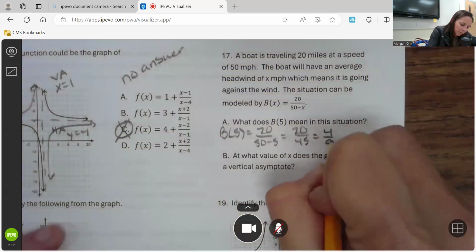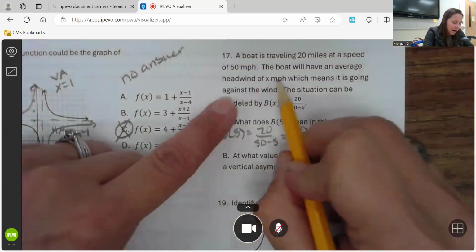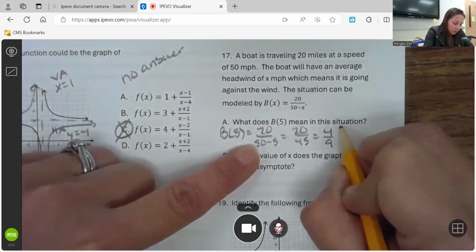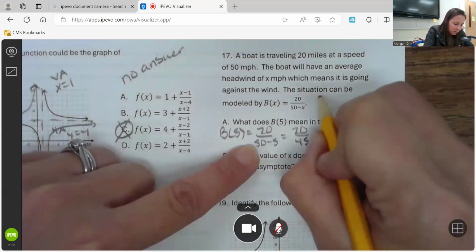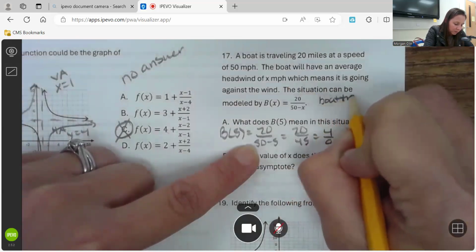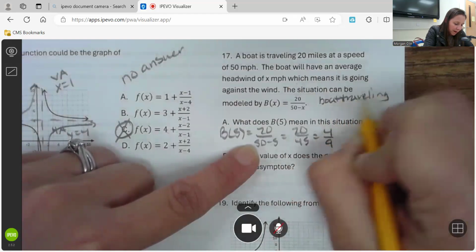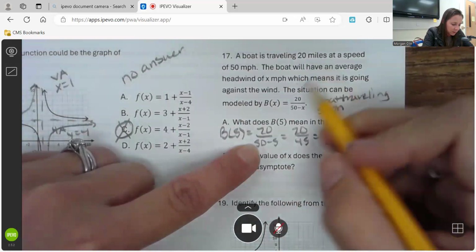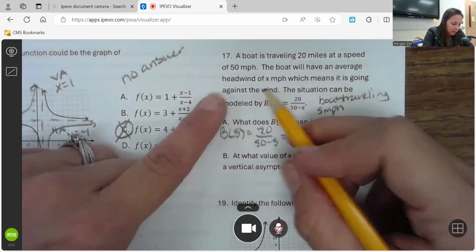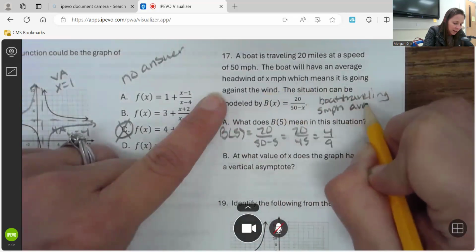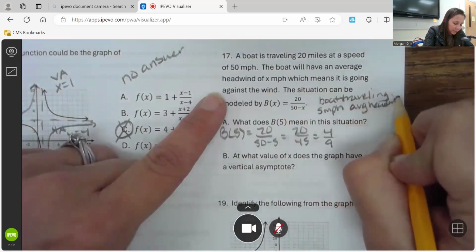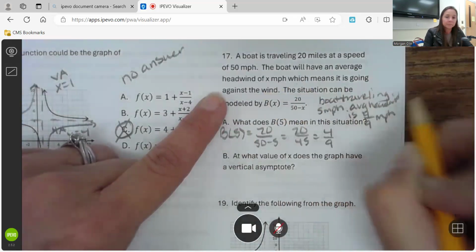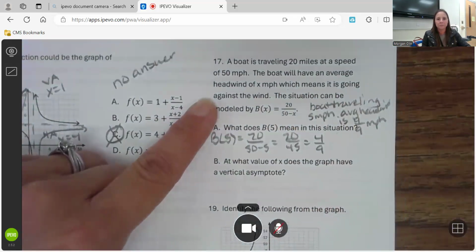Now go back to the problem, what this meant. X is the miles per hour. So here, 5 miles per hour. So when the boat is traveling 5 miles an hour, the Y value, the average headwind, is 4/9 miles per hour is what that means.